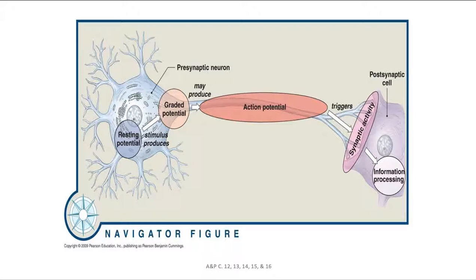There's our resting potential. If we receive a stimulus and that stimulus is strong enough, it's going to collect at the axon hillock, the part where our cell body meets our axon. And once we reach that threshold potential, it's going to send the message down the axon and actually go through that action potential step.